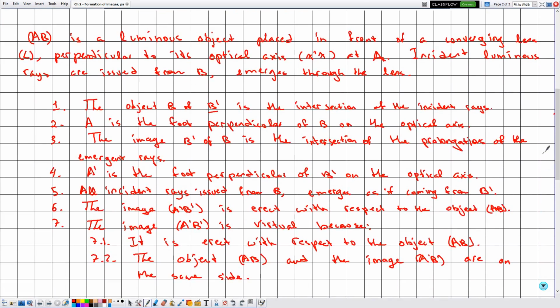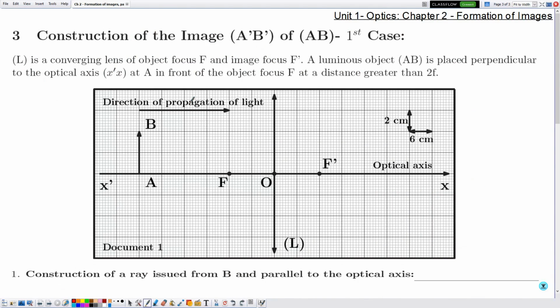Now it's convenient to consider all the different cases of construction. So let's consider the construction of the image A prime B prime of AB, which is given by the first case. Okay, so section number 3. L is a converging lens of object focus f and image focus f prime. A luminous object AB is placed perpendicular to the optical axis x prime x at A in front of the object focus f at a distance greater than 2f.